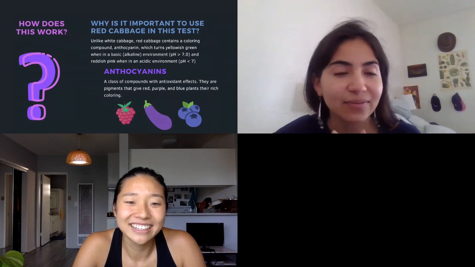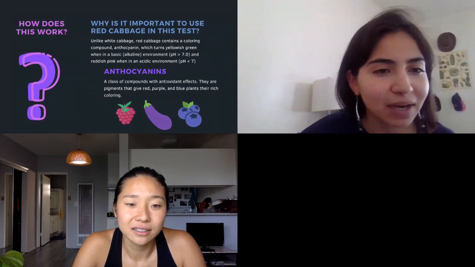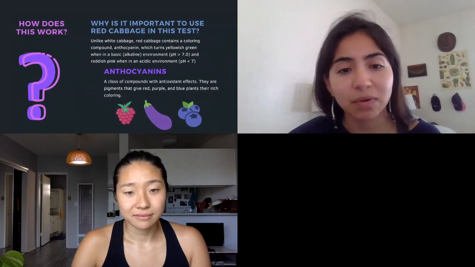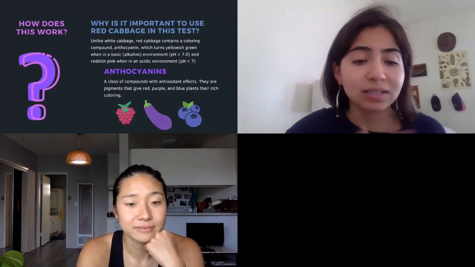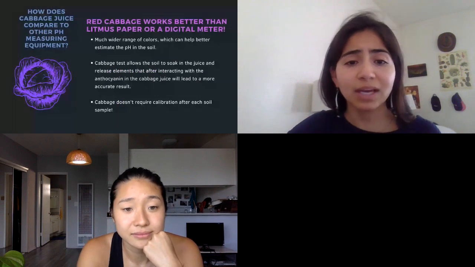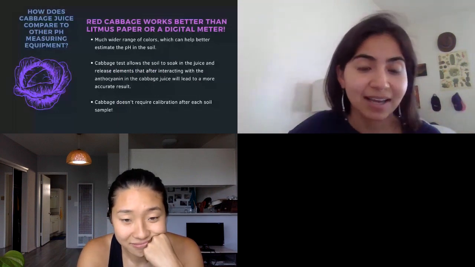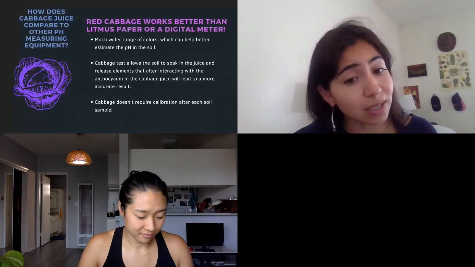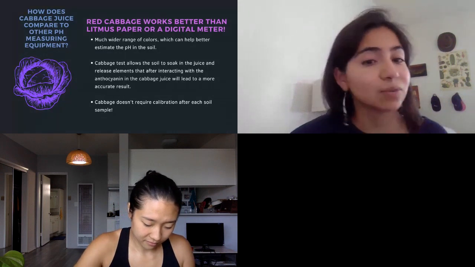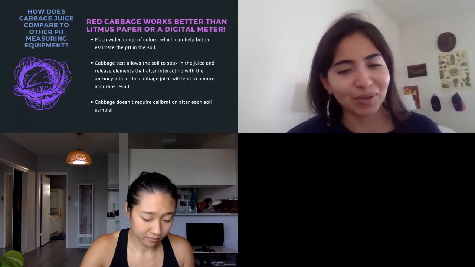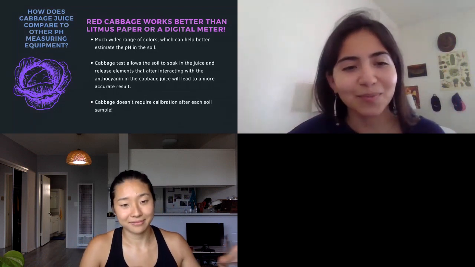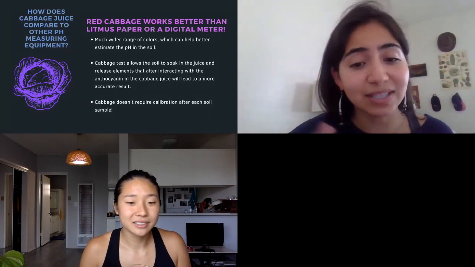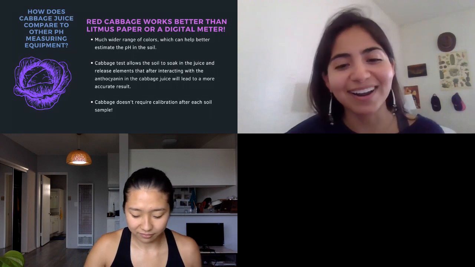So how does cabbage juice compare to other pH measuring equipment? As we mentioned before, the cabbage juice provides us a much wider range of colors to estimate the pH of the soil. And due to the interaction with the anthocyanins, it can lead to a more accurate result. And cabbage juice doesn't require calibration after each soil sample, which is typically found with inexpensive digital meters. And I think most importantly, it's affordable. Compared to litmus papers and the expensive digital meters, it's much more accessible.